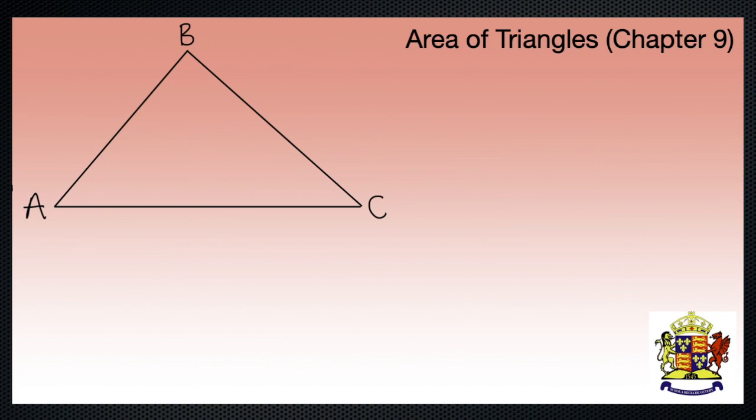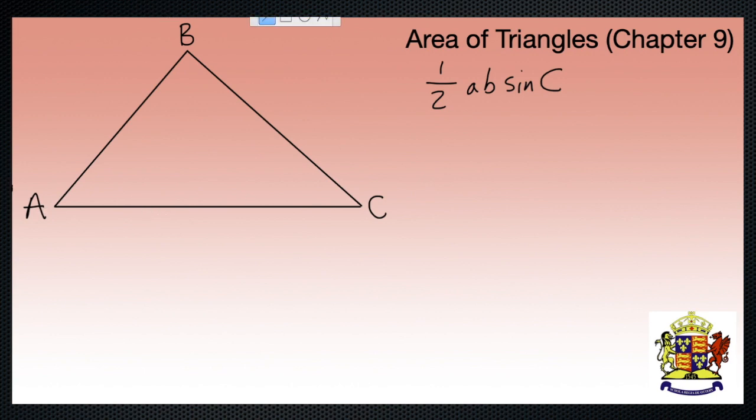Okay, so we're looking at areas of triangles today, and the formula for this is a half AB sine C. And the first thing we're going to do is find out where this comes from. So here's a triangle, and I've labelled the corners A, B, and C.